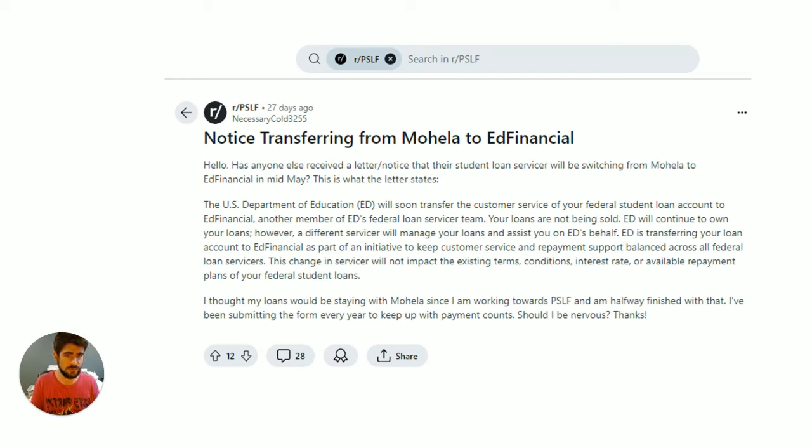So if you have problems with your servicer and if you have issues during this transfer, go to the Federal Student Aid website, FSA complaint. You can Google that and you can actually file a complaint if something goes wrong.